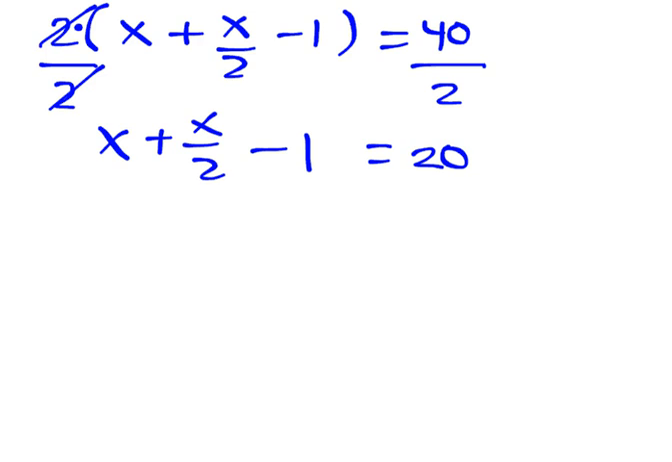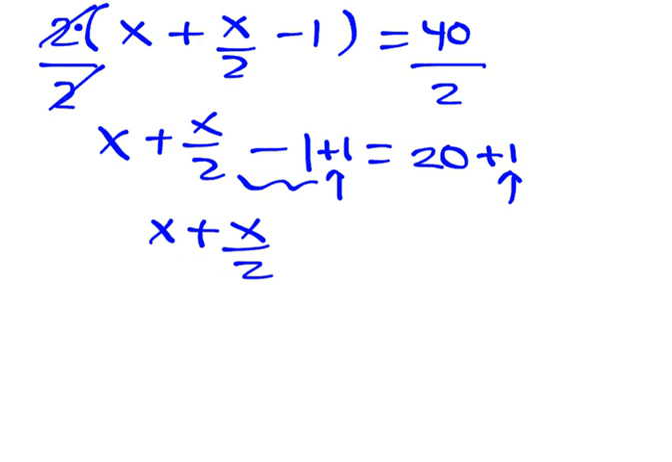So this is where we are now. We have x plus x over 2 minus 1 equals 20. So we could get rid of the minus 1 here. To get rid of minus 1, let's do the opposite, so let's do plus 1. If I do plus 1 on the left, I have to do it on the right as well. If you do something on the left, remember, you have to do the same thing on the right so it stays balanced. So now I am at this point where I have x plus x over 2 equals 21, because minus 1 plus 1 is gone.